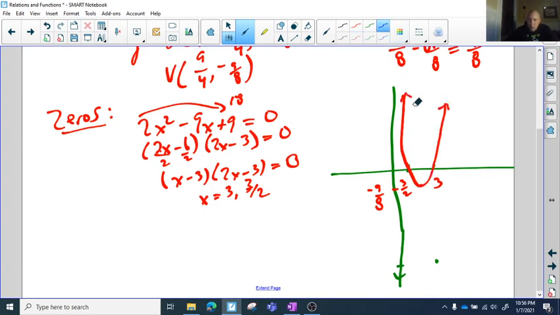But switching to absolute value, well, this will stay the way it is. This will stay the way it is. Arrows. This loop here will turn and come back up this way. All right, so that is how you sketch absolute value quadratic functions.